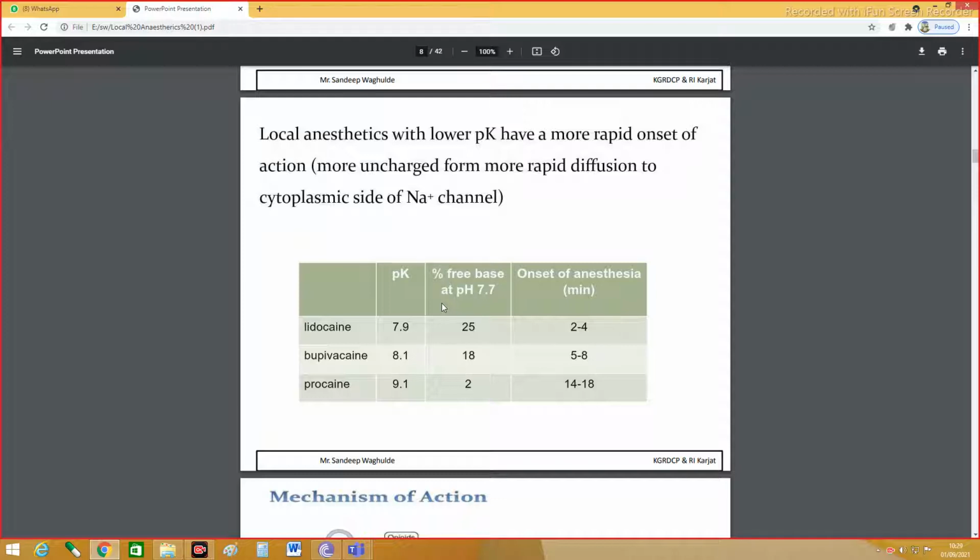Therefore, the dissociation constant and the percentage of free base we have to consider as an important criterion for the action of local anesthetics. As the table here suggests, local anesthetics with a lower pKa have a more rapid onset of action and more uncharged form, a more rapid diffusion to the cytoplasmic side of sodium channels.